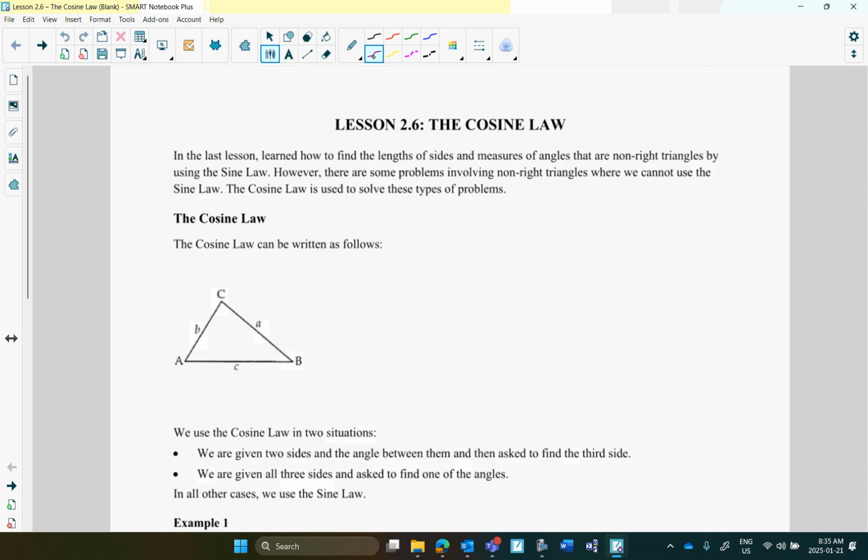So cosine law says if we want to find the length of one side, we're going to square it, and it will equal the other two sides squared, added together, subtract 2 times one of the other sides times the other side times the cosine of the angle opposite the side we're trying to find.